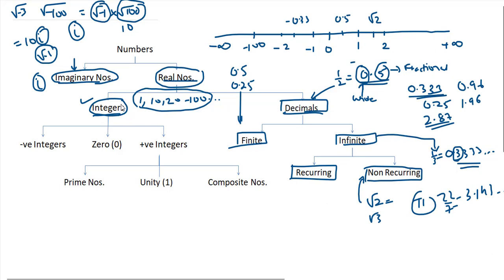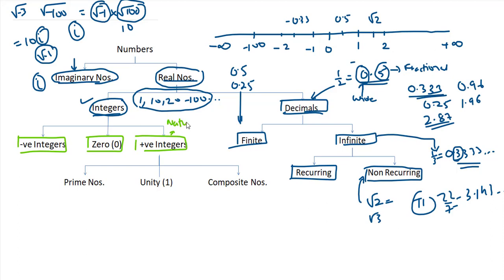Let us now see how the integers are classified. Integers are classified into three types, positive integers, negative integers, and 0. Remember, 0 is neither positive nor negative. These positive integers are also called natural numbers. So all the numbers from 1, 2 up till plus infinity are called natural numbers. All the numbers to the left of 0, minus 1, minus 2 up till minus infinity are negative integers.